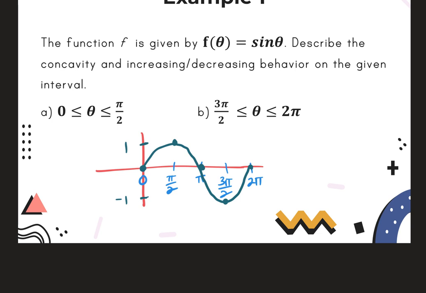So it's asking, what's the concavity and increasing, decreasing behavior from 0 to 2 pi? So if I look just from 0 to 2 pi, would you say that's concave up or concave down? Concave down. Good. And is it increasing, decreasing? It's increasing.